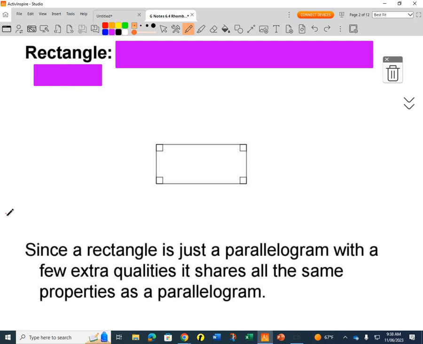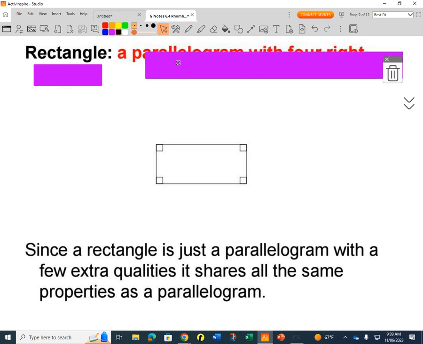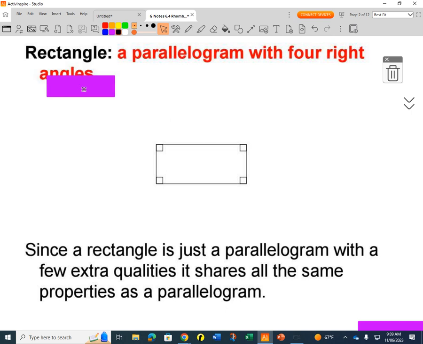Alright, a rectangle. A rectangle is a parallelogram. Everything we're talking about today is a parallelogram: rectangles, rhombuses, or rhombi, and squares are all parallelograms. Okay? A rectangle is a parallelogram, so it has all the properties that we talked about a parallelogram having, plus it has four right angles. We knew this.